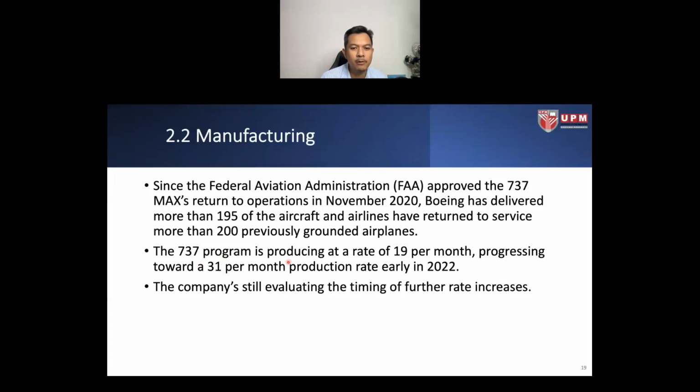So the 737 program is producing at a rate of 19 per month, right? Which is progressing toward a production rate of 31 aircraft per month in early 2022. But still, it is not enough. So the company is still evaluating the timing of further rate increases. So they have to make sure that airlines do not cancel orders because the waiting time is so long. So to get a brand new Boeing 737 is quite a long waiting time.